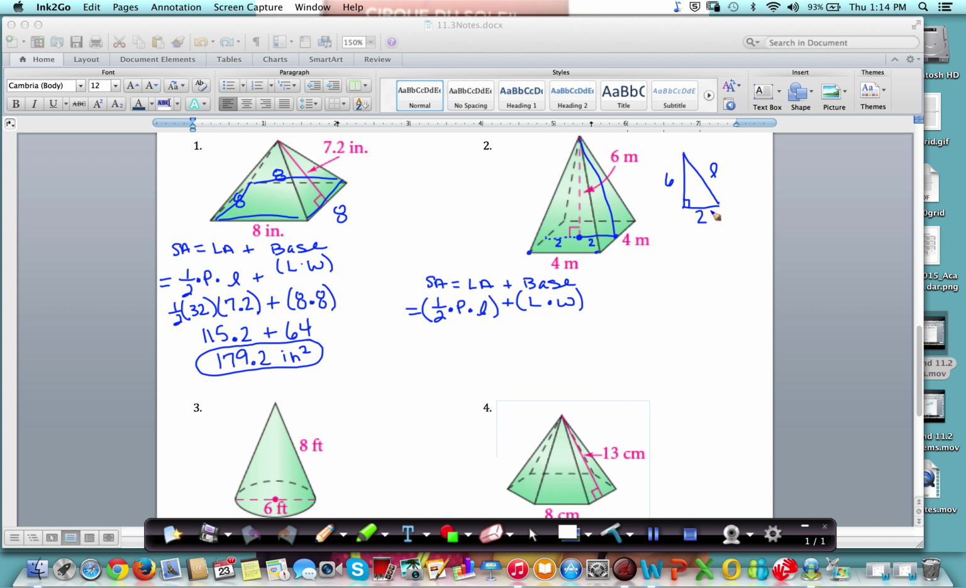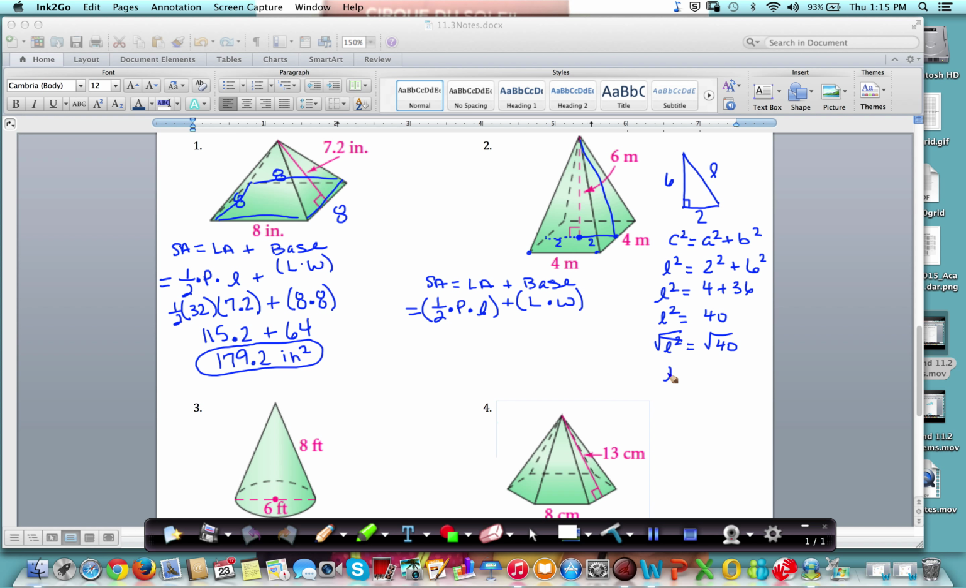When I have a right triangle and I'm only missing one side, I can for sure use the Pythagorean theorem, right? C squared equals A squared plus B squared. So I'm going to do that. This is my hypotenuse. L squared equals 2 squared plus 6 squared. So 4 plus 36. So L squared is going to equal 40. And to undo a square, we take the square root because they're inverses of each other.